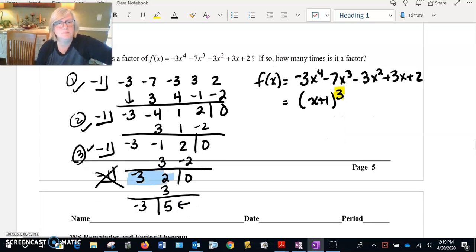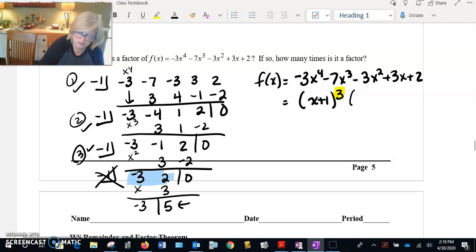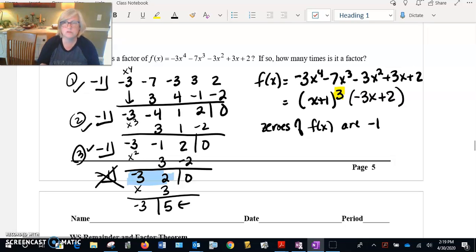Let me come up here. All right, that's the last time that it worked. That factor that's left, remember we started at an x to the 4th. This one was x cubed. This was x squared. This is now x. So that's negative 3x plus 2. So the zeros of f of x are negative 1 and 2/3.